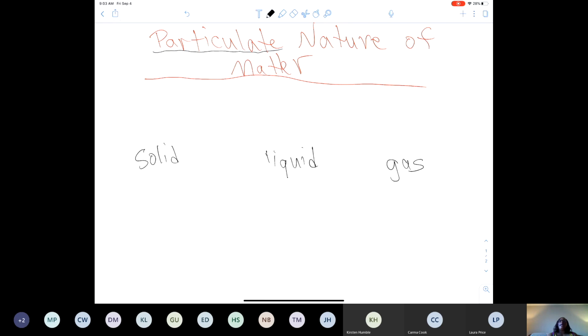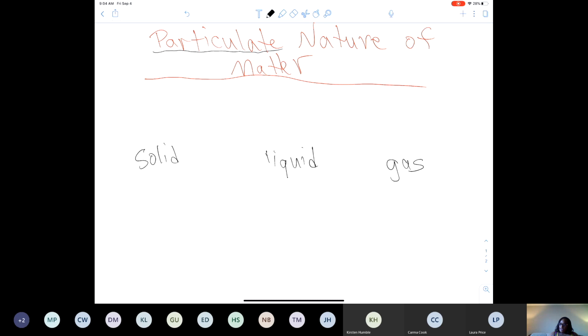What does a solid look like? What does a sample of a liquid look like? What does a sample of a gas look like at the particulate level? And so when you're comparing and contrasting solids, liquids, and gases on the particulate level, you want to consider a few things. You want to consider, well, how close are the particles of a solid, of a liquid, of a gas? How close are those particles to each other?